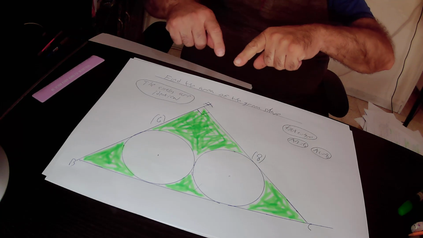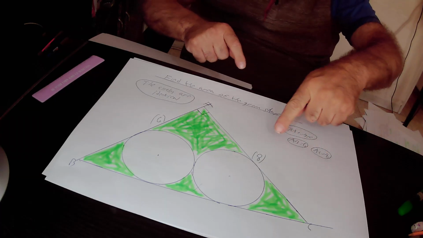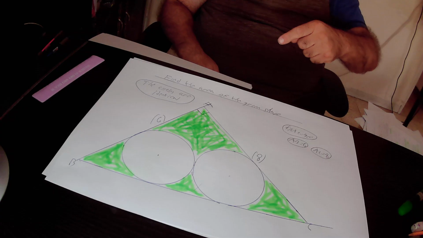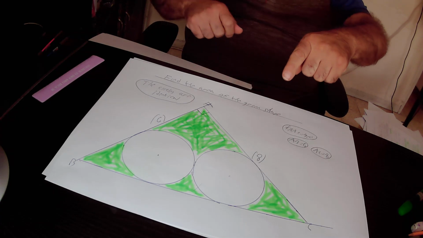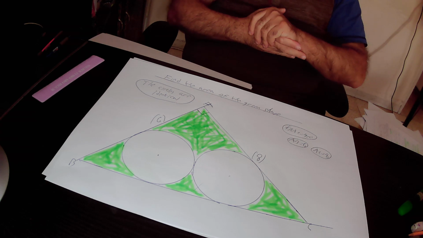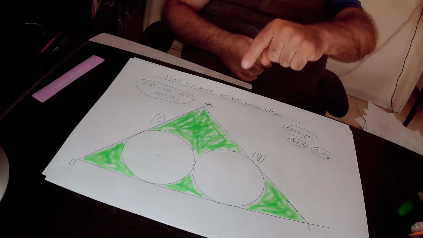You know that side AB of triangle ABC equals 6 units in length. Side AC equals 8 units in length. Inside this triangle ABC, we have those two identical circles. And our task is to find out the area of this green shape.